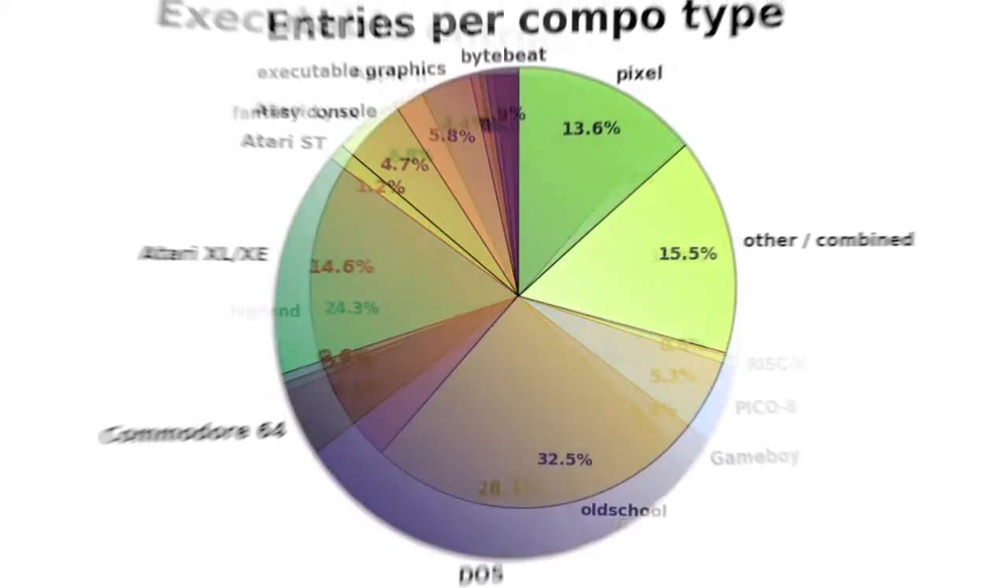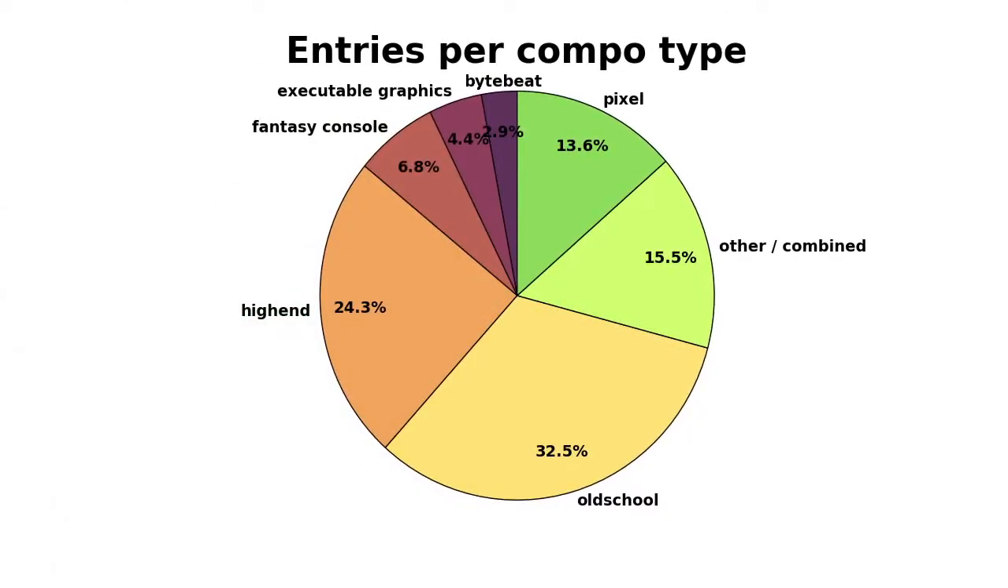Another slide that we wanted to show were the entries per compo type. Not much to say here. High-end slightly below the old school, which is a bit surprising. I was expecting high-end to have more entries than old school. But that's really good. That means that the old school demosceners are picking up their old retro computers and doing stuff for them, which is really cool to see. A lot of pixel entries and a lot of other combined.